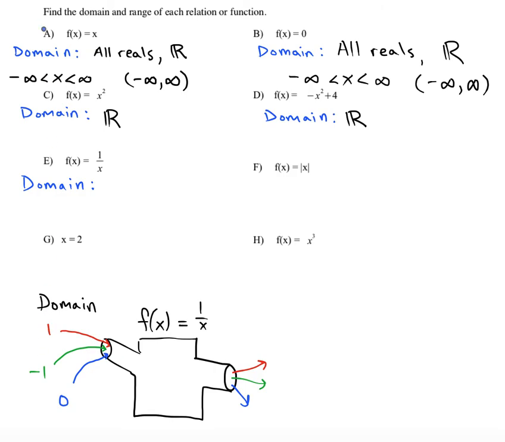Now you do 1 divided by 1, you get 1. 1 divided by negative 1 makes negative 1. But 1 divided by 0, you try it on a calculator, it's going to tell you undefined. There's no answer to that. And whenever a function returns a value of undefined, that means that that x input is not part of the domain.